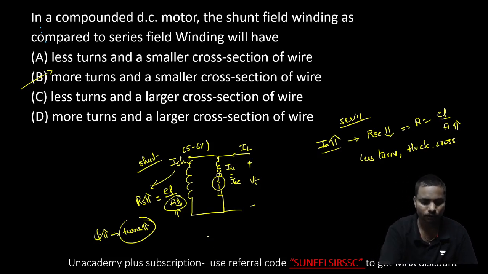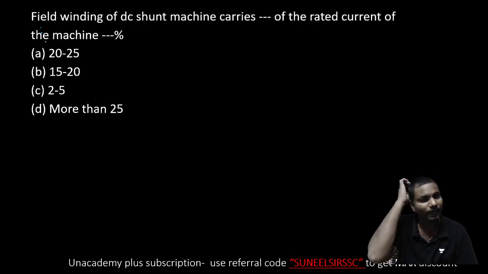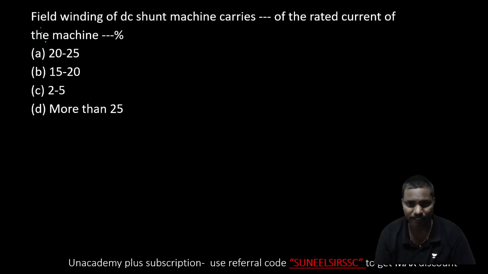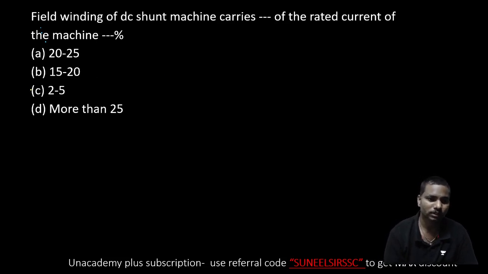Coming to the next question. Field winding of DC shunt machine carries dash of the rated current. In the last two questions, I have already given the field current limited to 5 to 6%. Here 5 to 6 is not given, 2 to 5 is given. So I have selected the 2 to 5.